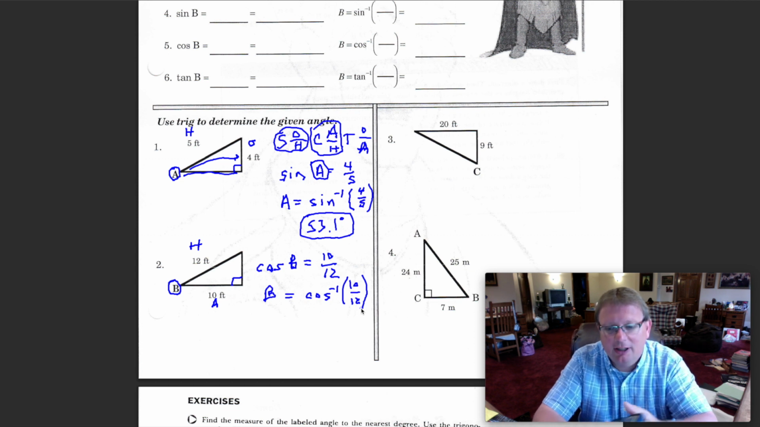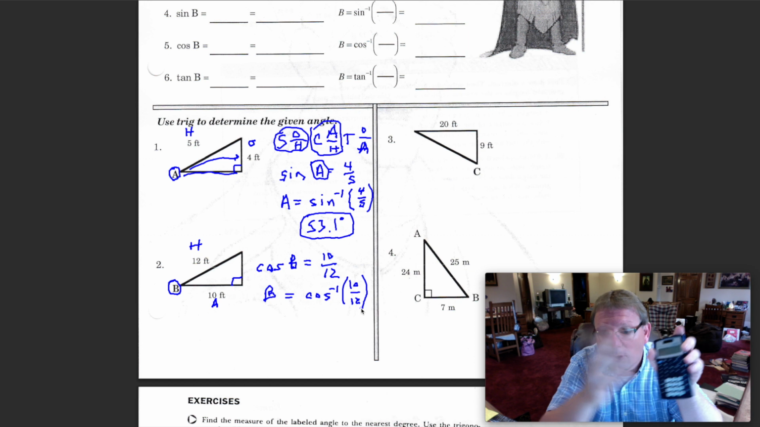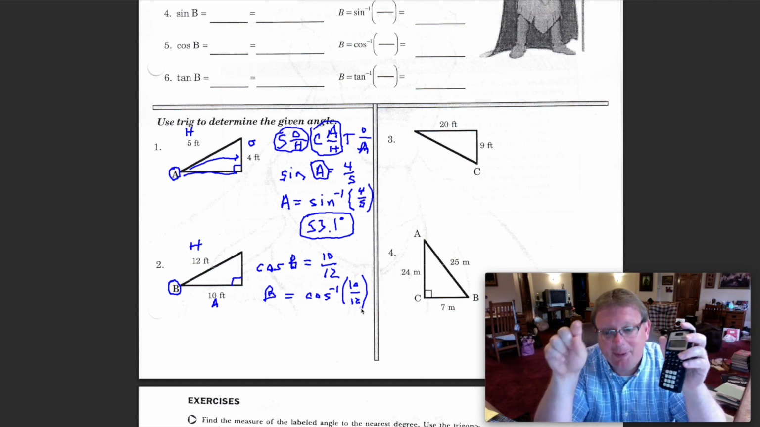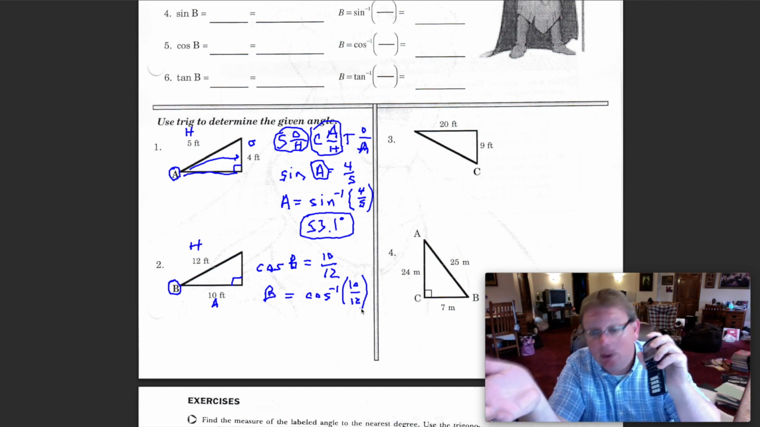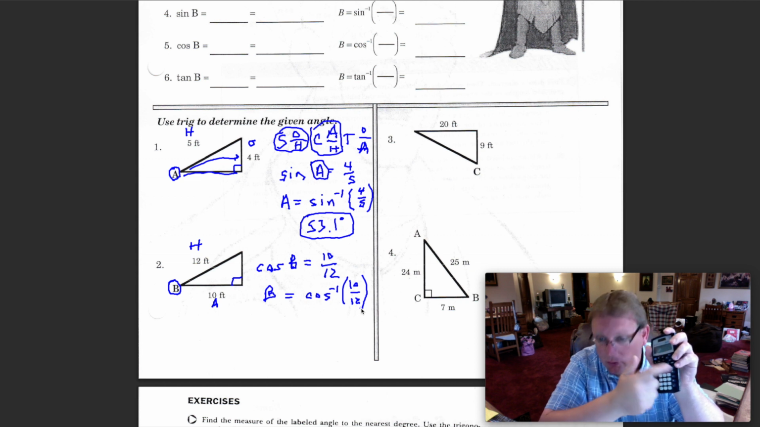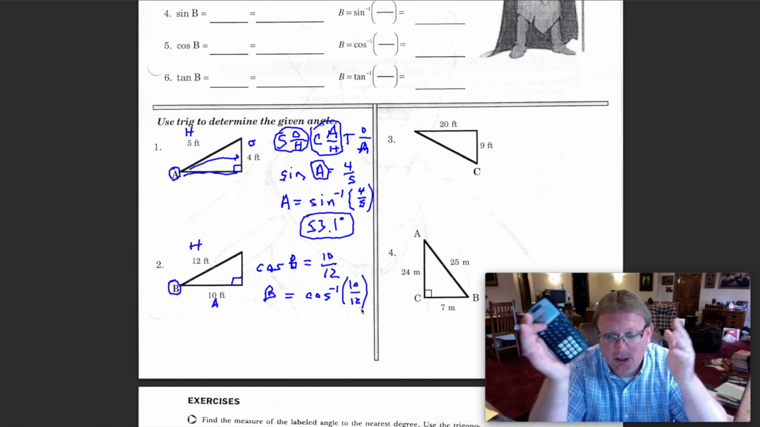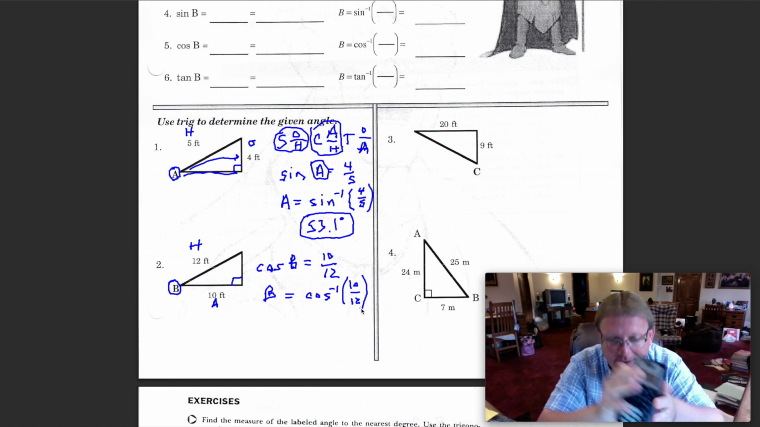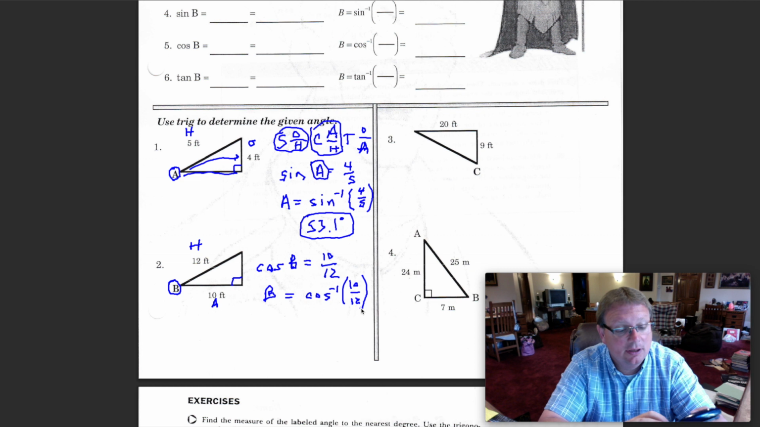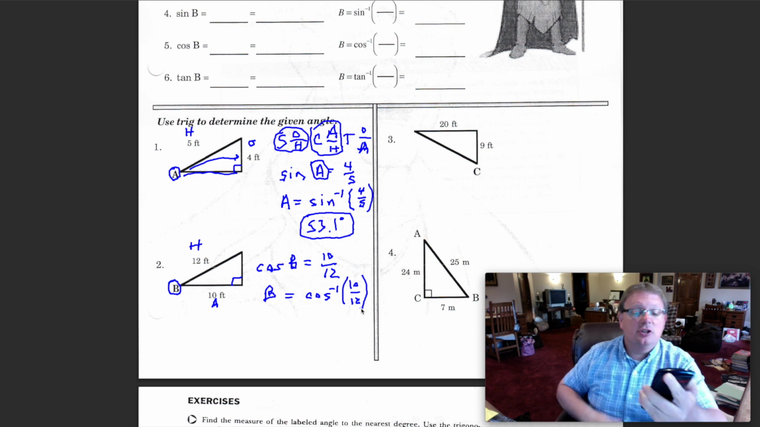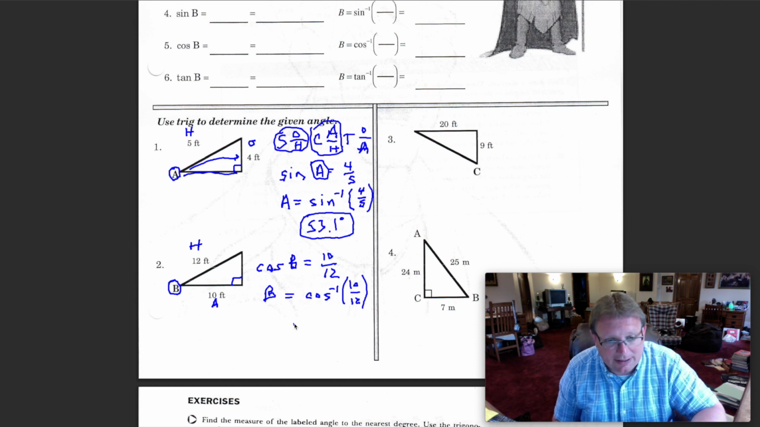Now if you have a calculator where you don't see what's written, you do it all backwards. You first type in 10 divided by 12, then you hit equals, and then you hit shift cosine. So if you can't see what you're typing on a calculator, you type the fraction first, then you hit the shift cosine last, and then you will get it. And so second cosine, 10 over 12, and we should get 33.6 degrees. These are all degrees.